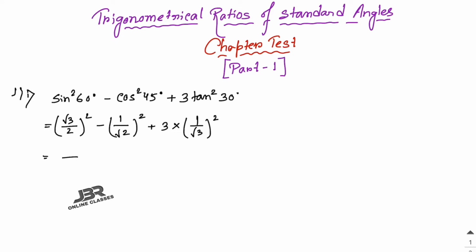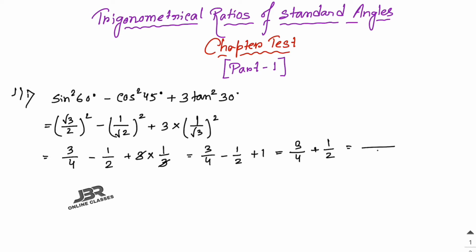So that equals 3 by 4 minus 1 by 2 plus 3 into 1 by 3. The 3 cancels out. So here 3 by 4 minus 1 by 2 plus 1. So 3 by 4 plus half, because 1 minus 1 by 2 equals plus 1 by 2. So the LCM is 4, 3 plus 2, that means 5 by 4 is your answer.